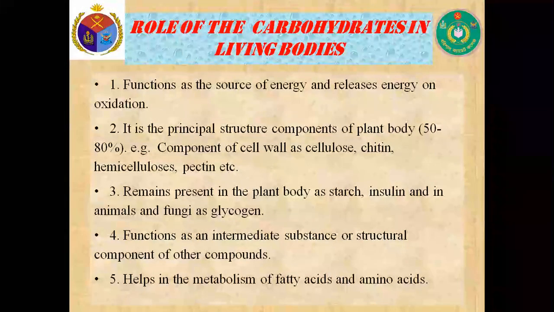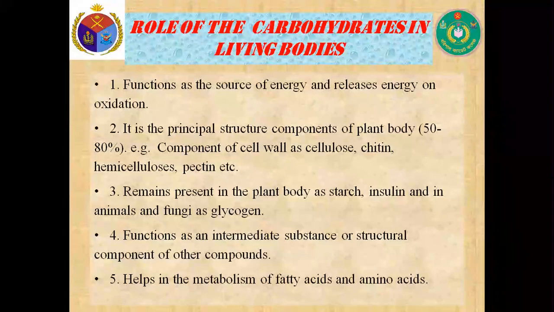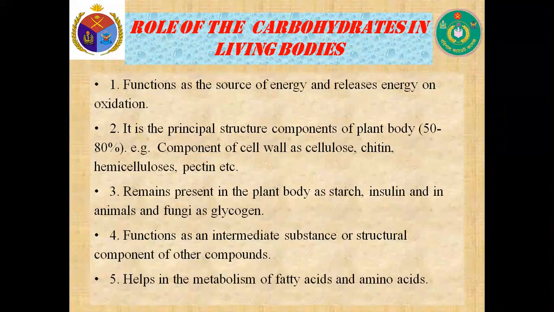It is the principal structural component of the plant body, a component of the cell wall as cellulose, chitin, hemicellulose, pectin, etc. Remains present in the plant body as starch, inulin, and in animals and fungi as glycogen. Functions as an intermediate substance or structural component of other compounds. Helps in the metabolism of fatty acid and amino acid.